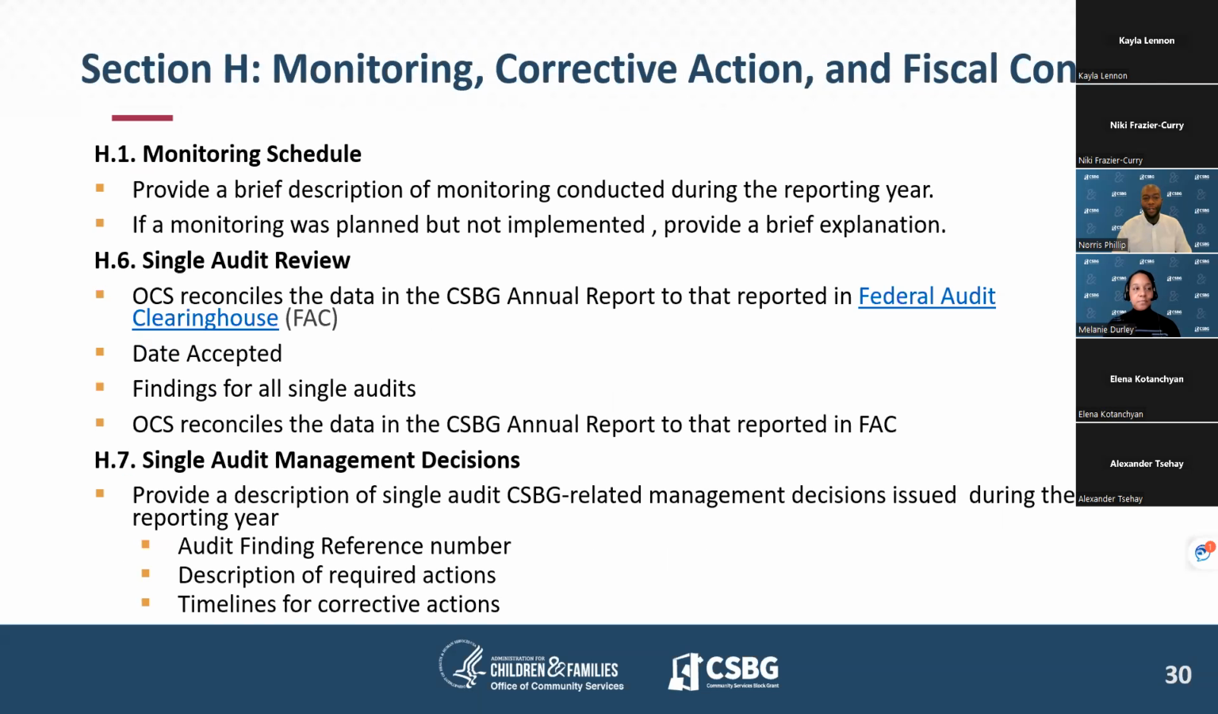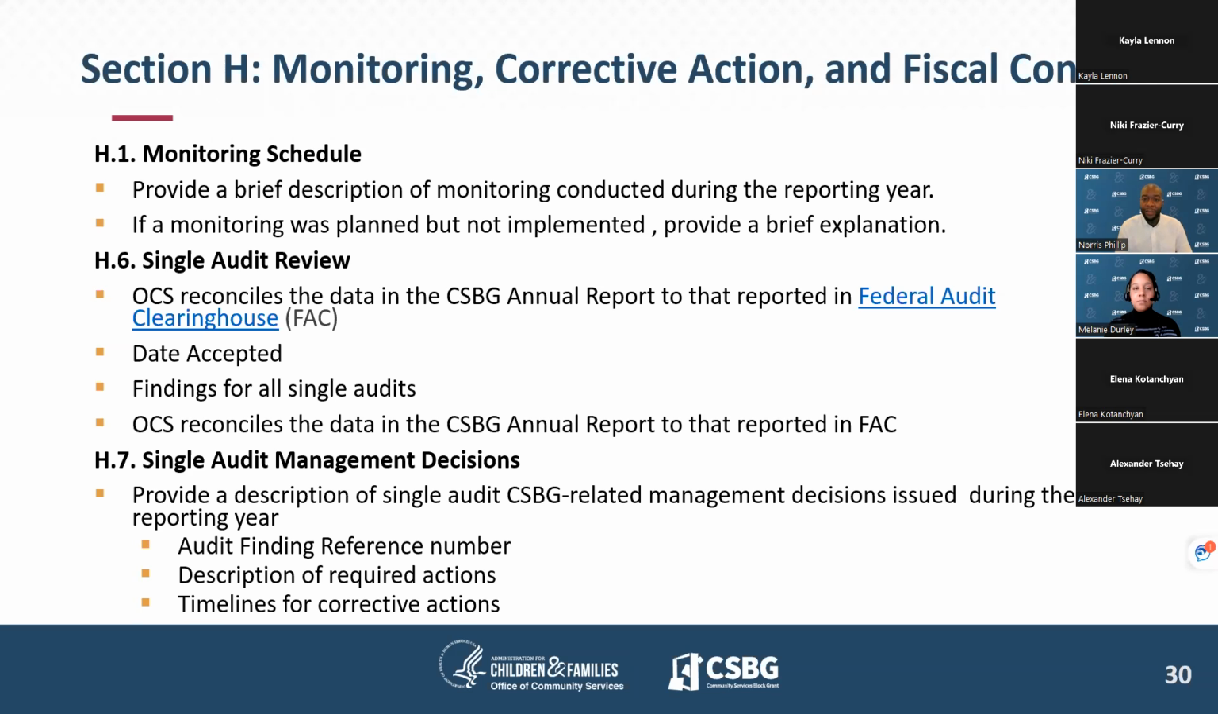Thank you, Melanie. Section H of the annual report provides information related to monitoring, audits, and management decisions. This section ensures transparency, accountability, and compliance with regulations or requirements for the involved entities. It covers monitoring schedules, single audit reviews, and single audit management decisions, providing clarity on the processes and steps taken to resolve any identified issues.